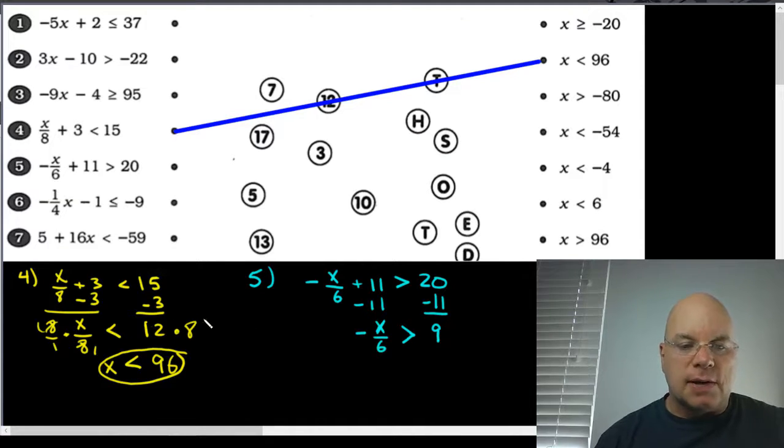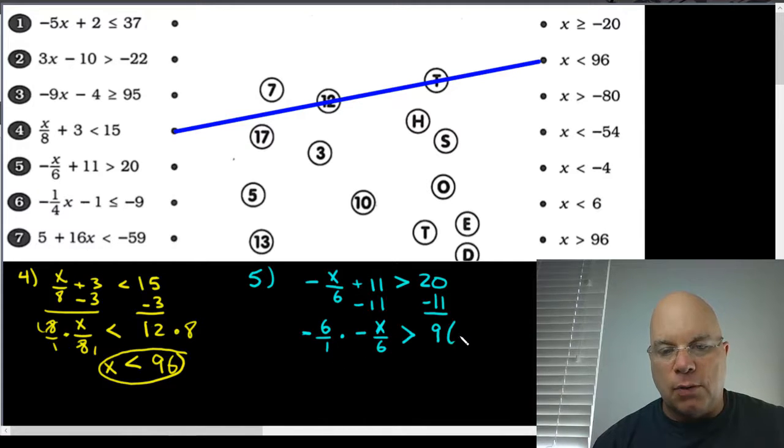And again, this is the same as the last one. I'm going to need to multiply by 6, but if I just multiply by 6, I'll be left with negative x. I want to be left with positive x, so we multiply by negative 6, or negative 6 over 1, because negative multiplied by negative is positive. And if I multiply the left side of the inequality by negative 6, I have to multiply the right side of the inequality by negative 6. 9 multiplied by negative 6 is negative 54. These cancel. Negative multiplied by negative is a positive.